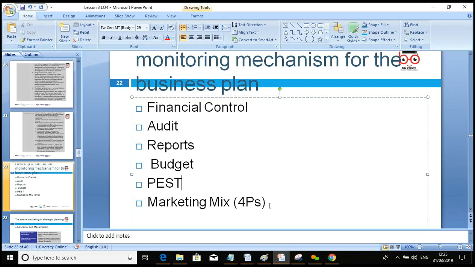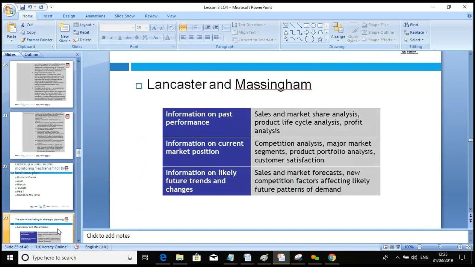If we are looking at marketing planning control, maybe we need to look at the 4 P's: product, price, promotion, and place. If these change, we need to change ourselves as well.